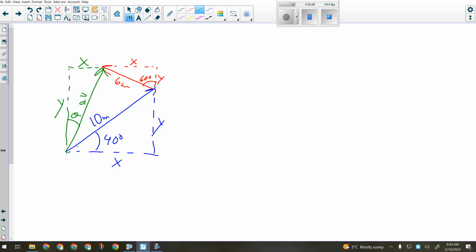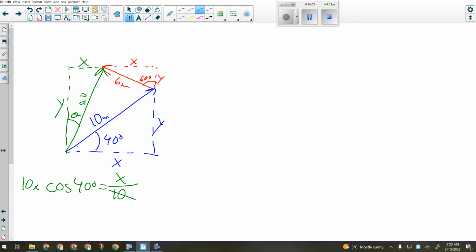So how would I find x? I know the hypotenuse of this triangle, and I know this angle. X is my adjacent side, so I'd use the cos ratio. Cos of 40 degrees equals x over 10, adjacent over hypotenuse. If I want to find x, I just multiply both sides by 10. 10 times the cos of 40 would give me x.